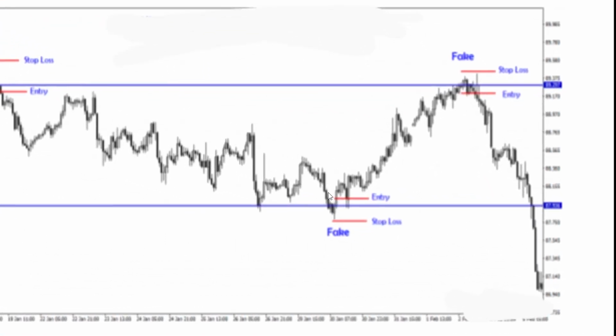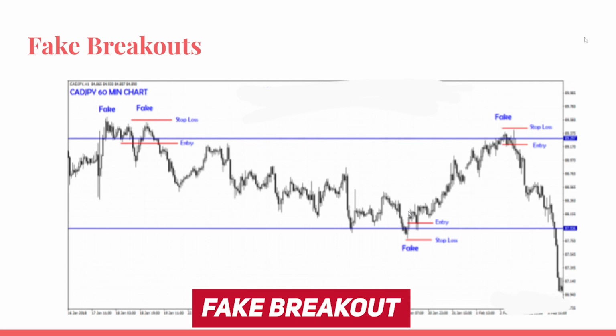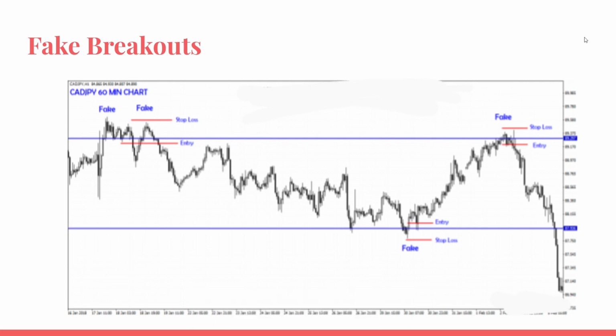Then here's another example. Here the market broke your support, and then it failed to continue pushing to the downside, but it ended up going back to move within your horizontal support and resistance. So this is how a fake breakout looks. That's why, when you want to take a trade based on a breakout and retest, it's important to wait for confirmation, because if you don't wait for confirmation, it will end up making what? A fake breakout.